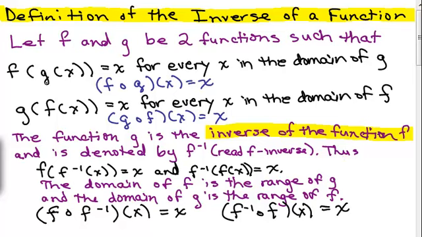Thus, instead of writing f and g, we could say f of f inverse of x equals x and f inverse of f of x equals x. The domain of f is the range of g. Remember, you could switch the x and y's in all the ordered pairs, and the domain of g is the range of f. And here's the other notation at the bottom. So these two things mean the same thing, right? And these two things mean the same thing.